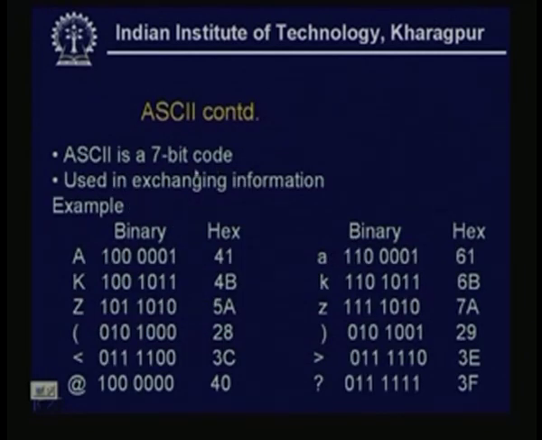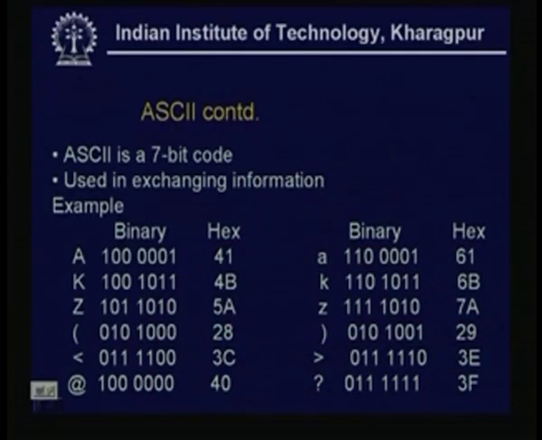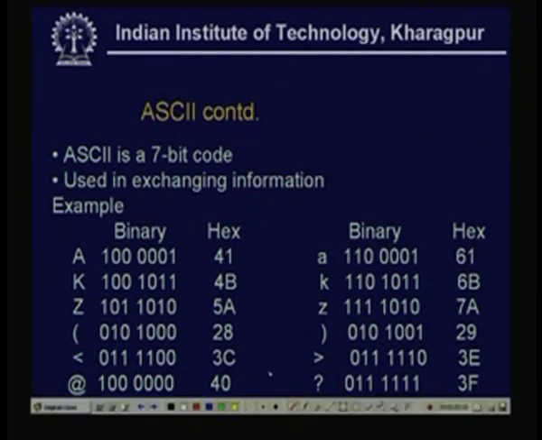ASCII is a 7-bit code normally used in exchanging information. In our keyboard, when we press A, it is immediately converted to a 7-bit binary number. This is predefined. Say this, 1000001, is my capital A.